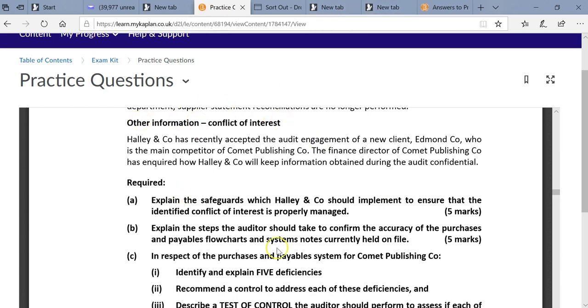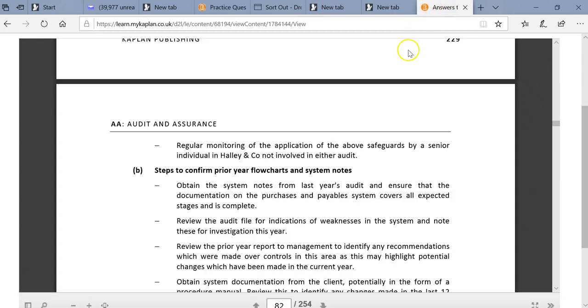The next question says, explain the steps that the auditor should take to confirm the accuracy of the flow chart. So really, it's a walkthrough procedure. Get the flow charts, because remember, this is controls. What we're really doing is inspecting. Remember the AEIOU, those are the actual things we do: analyze, inspect, observe, inquire, recalculate, if you like, reperform, that sort of thing.